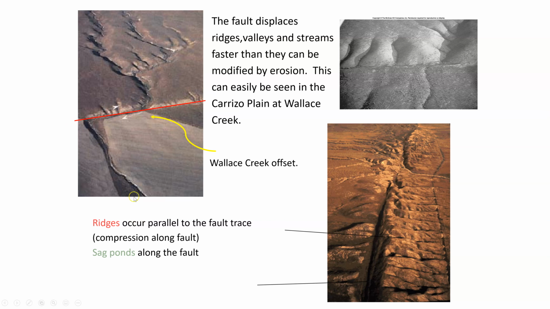And as you can see, if you stand on this side of the creek, it is offset to the right. So it indicates this is a right lateral strike slip fault. So that's one of the many ways that we tell what type of fault we're looking at. And then we do see a lot of sag ponds along the fault, which are areas that kind of get depressed and then water fills in.